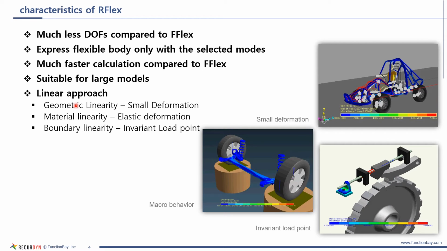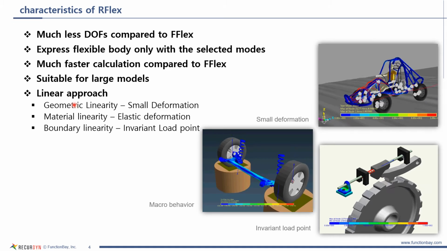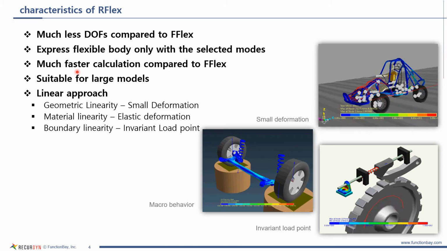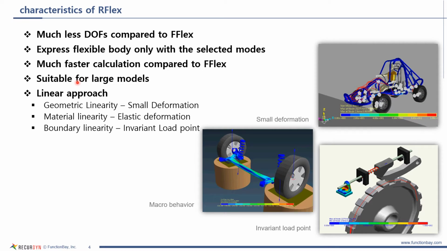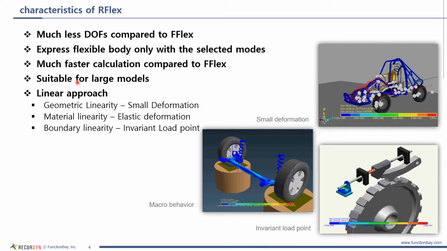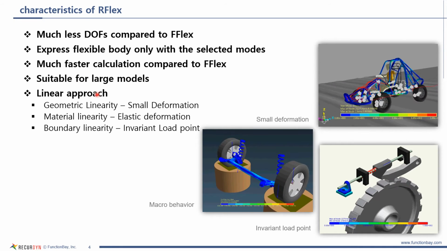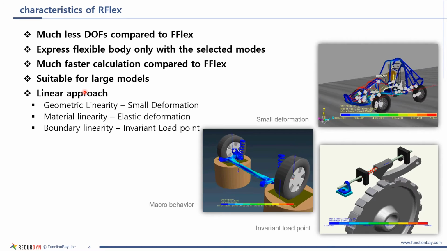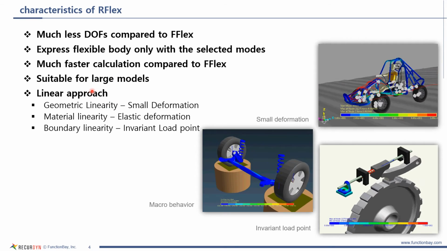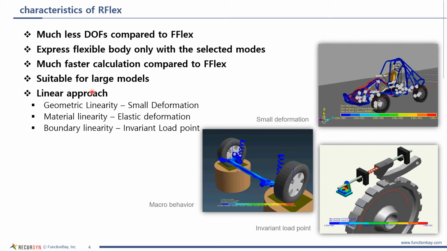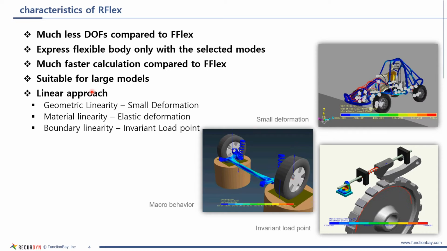In addition, if a flexible body is expressed only with the limited number of modes, the degrees of freedom can be smaller. As a result, the calculation time is much faster than Reflex. It is suitable for the large models with much more nodes and elements than Reflex. However, RFlex is based on linear approach, so there are some limitations. For example, the deformation must be small, only elastic behavior can be considered, the load point must not change.